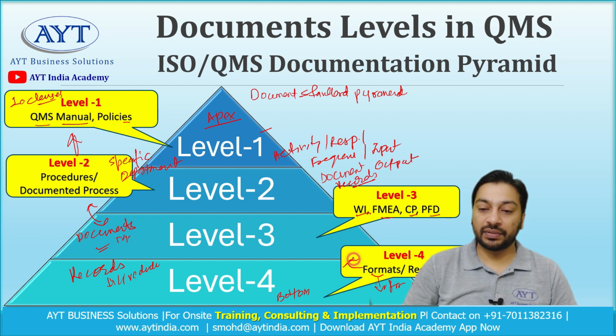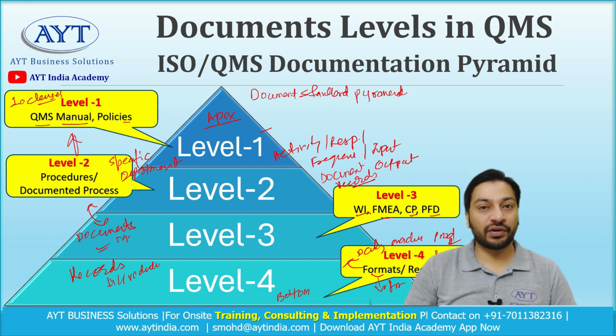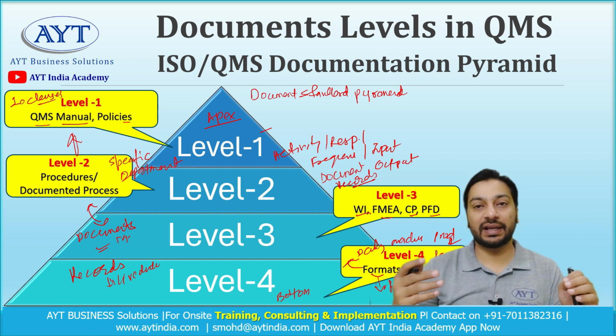The machine production report, for example. Who will get all these things? Rejection reports, breakdown reports. All these things will come inside our level 4 document.